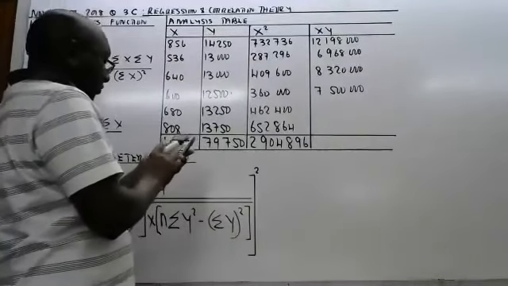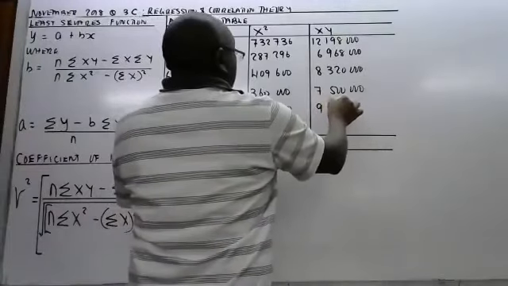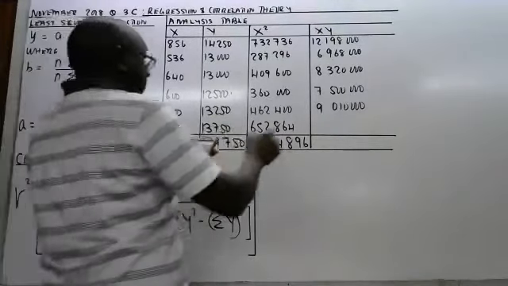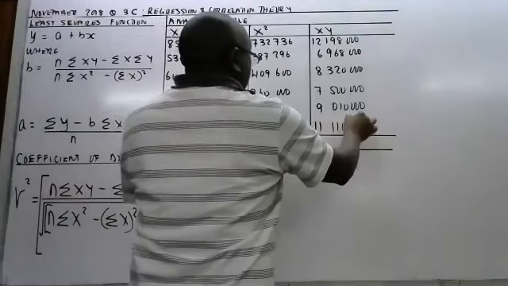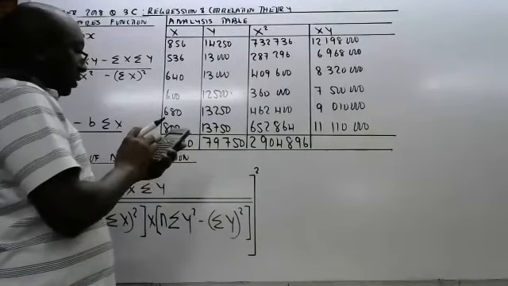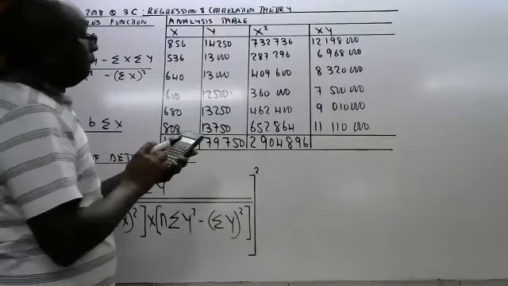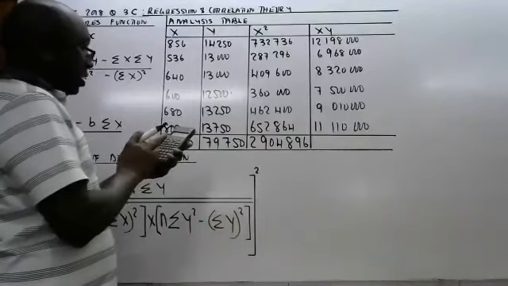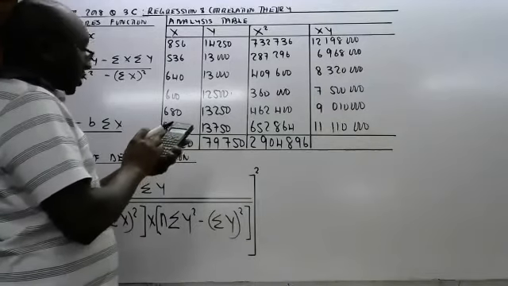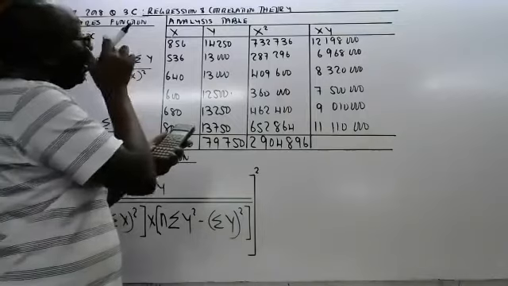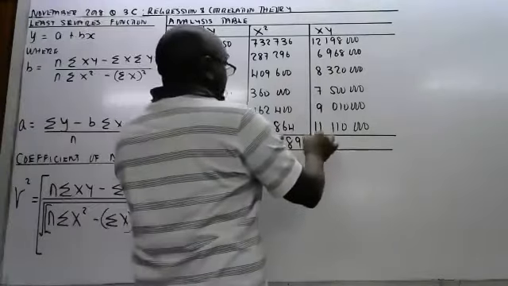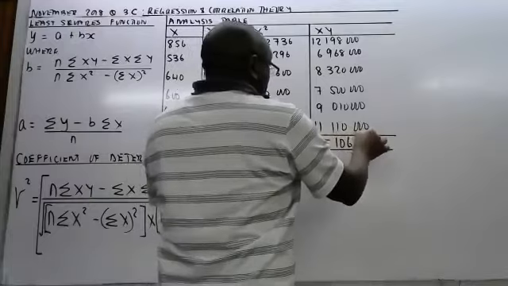680 times 13,250 is 9,010,000. 808 times 13,750 is 11,110,000. Adding 11,110,000 plus 9,010,000 plus 7,500,000 plus 8,320,000 plus 6,968,000 plus 12,198,000 equals 55,106,000.